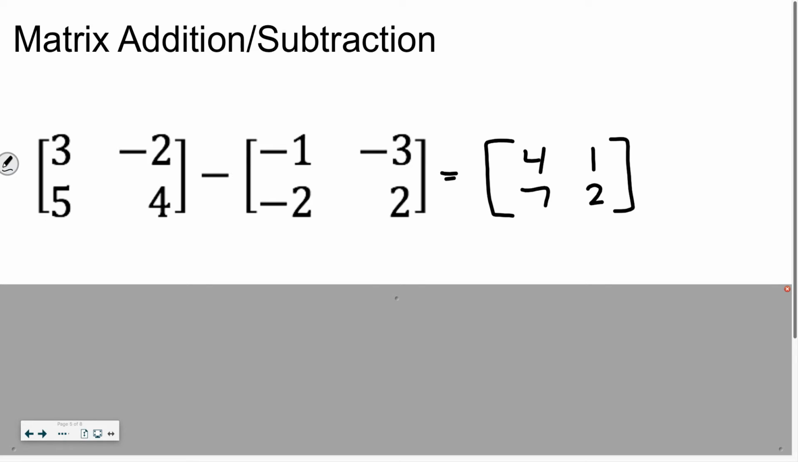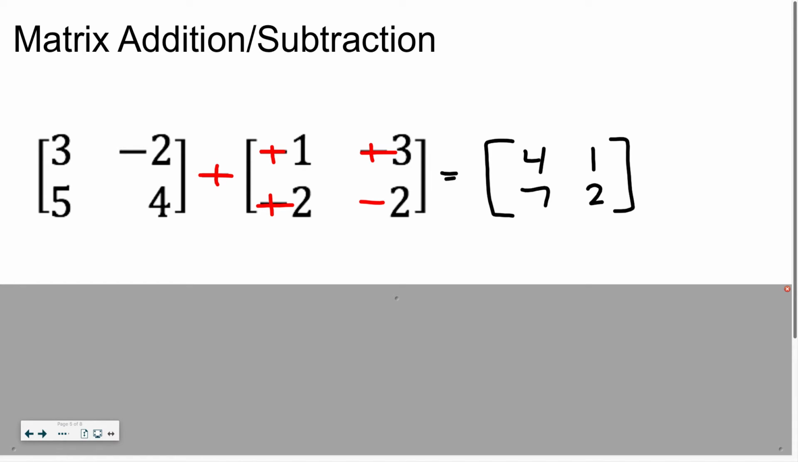Now you want to check your entries, because as I was walking around, I saw some people get the first one right, and then we didn't really subtract the other ones. A way to fix that, which I recommend because a lot of people forget to distribute the negative, is you can change the minus to a plus, but then everything inside this second matrix changes signs. So this will be a positive, a positive, a positive, and a negative. And then I can just add across and I won't forget to subtract.